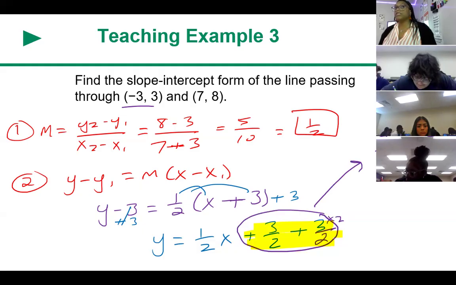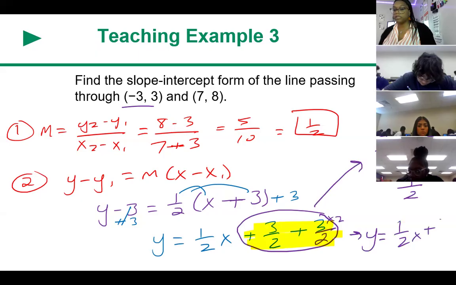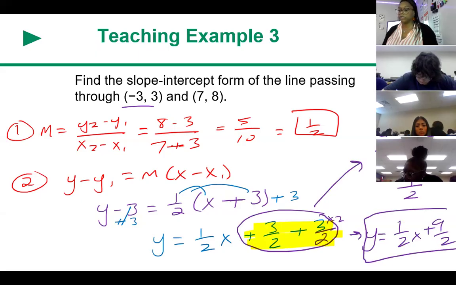All right. So now I can combine my numerators. So when I combine my numerators, that's now going to give me 9 over 2. So therefore, this leads to y equals 1/2 x plus 9 over 2 is what you should have gotten for your equation. Okay, fractions are our friends.